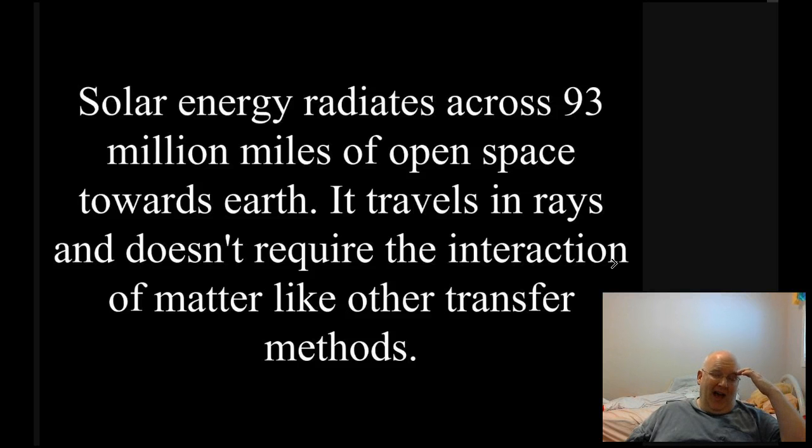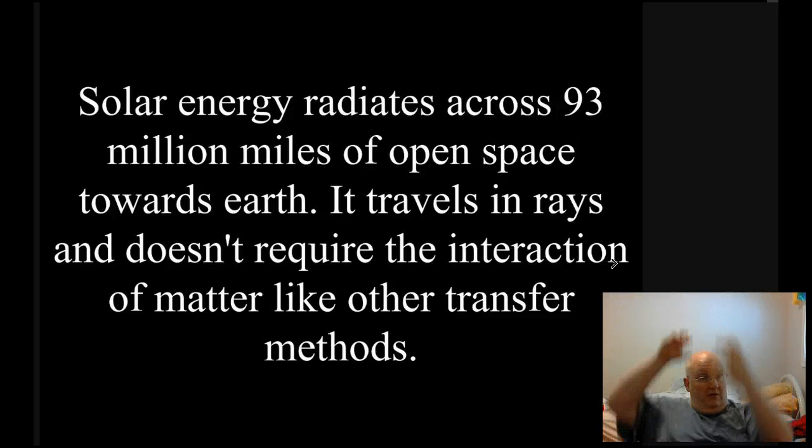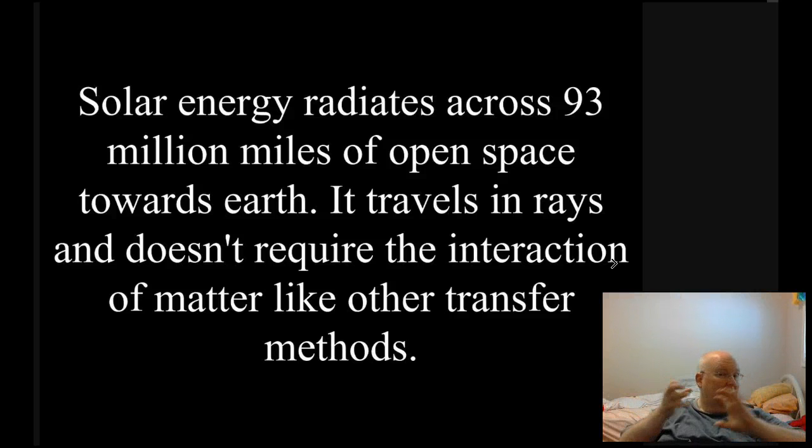So basically light and heat and other kinds of radiation from the sun travel in rays, just basically straight lines on their way to Earth. The sun radiates energy in every single direction, 360 degrees, and the Earth just intercepts a very small part of that.